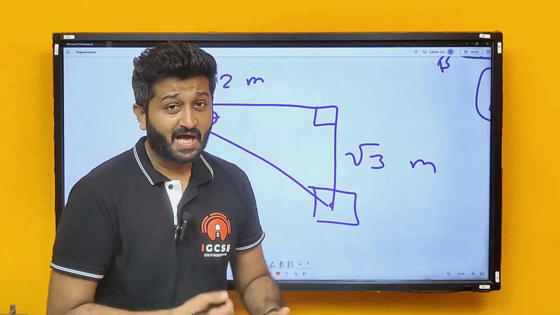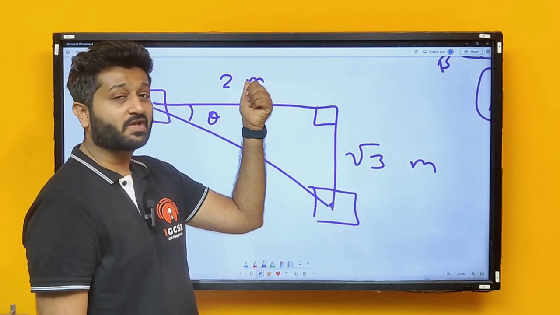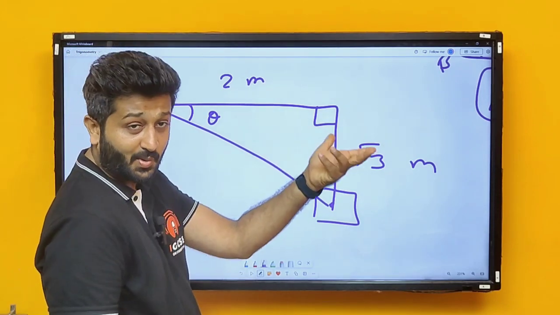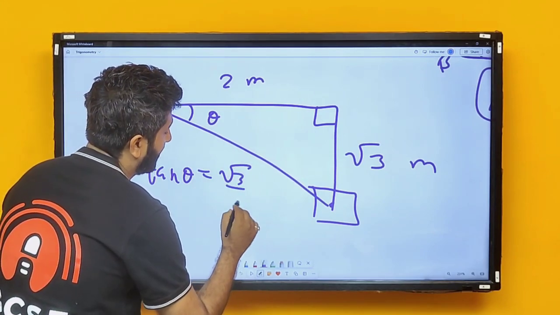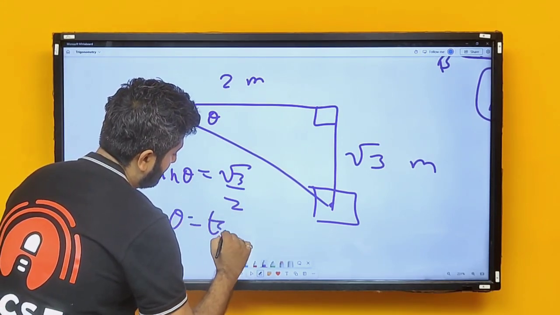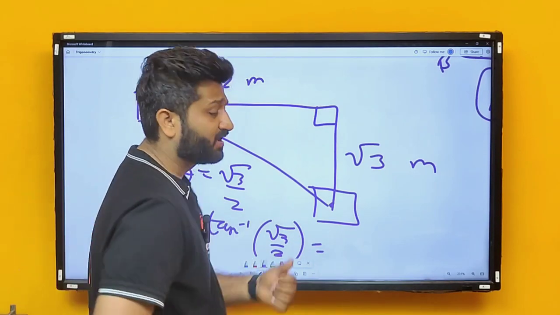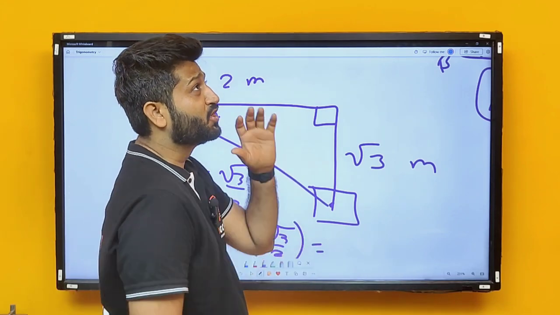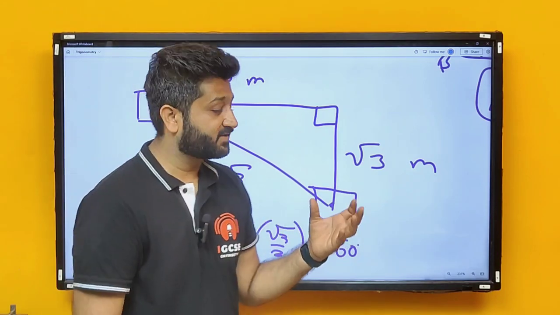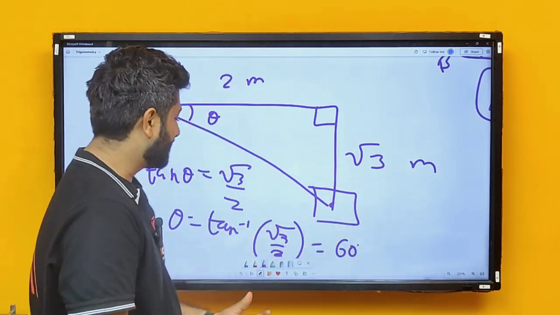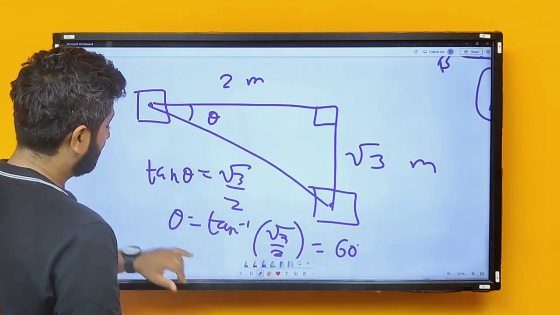Again I'll have to use trigo. How can I use trigo? I have the opposite and the adjacent, so tan theta will be root 3/2. So theta is tan inverse of root 3/2, and if I'm not wrong, tan inverse of root 3/2 should give me 60 degrees. Sorry for my calculations if I'm wrong, I don't have a calculator right now, but this is what I believe, that it will give me 60 degrees, right?